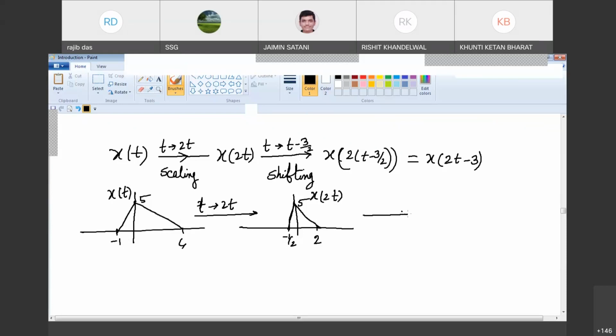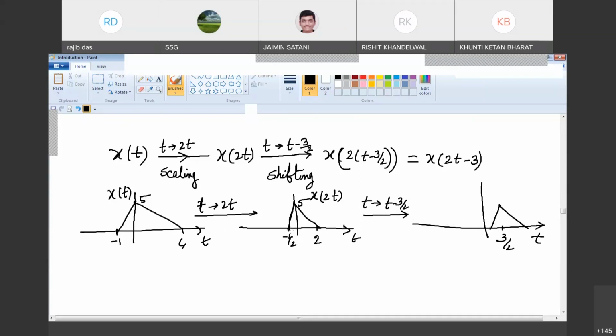Now this signal, if t is replaced by t minus 3 by 2, so the entire signal should be shifted by 3 by 2 unit. Okay, so this origin is here at 3 by 2, and then I can draw the entire figure, this compressed signal here. So around origin, whatever shape was there, that thing I can draw here.